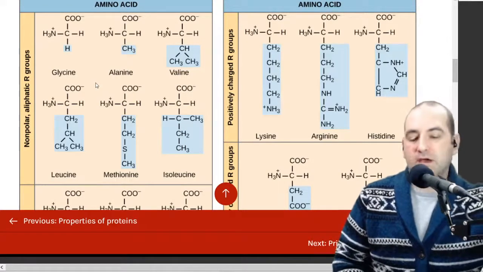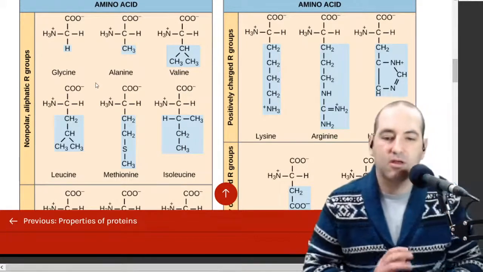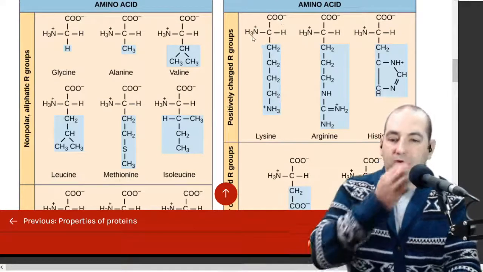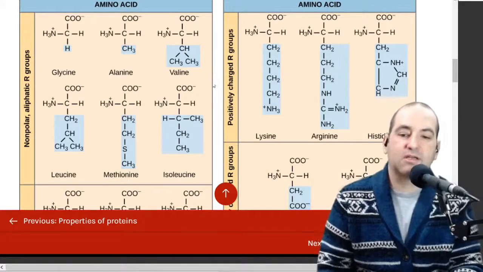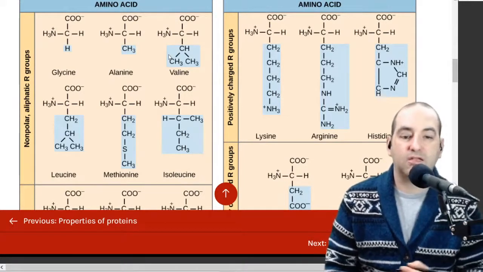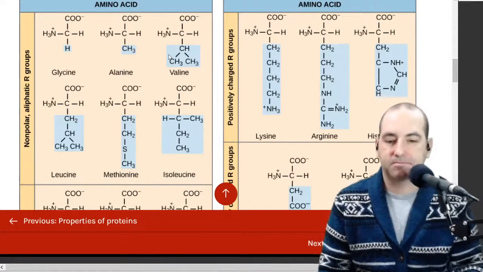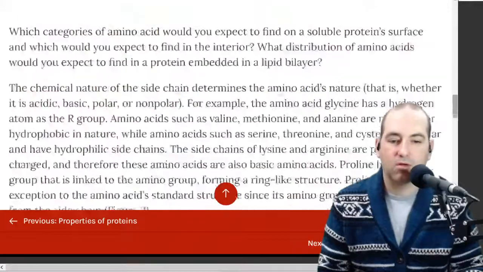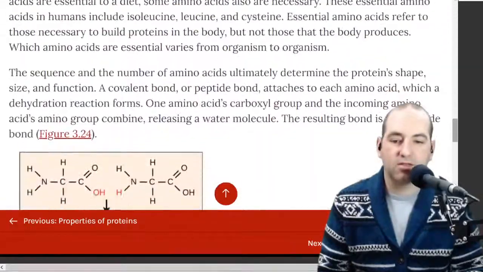Now, at very low pH, acidic conditions, the carboxylate would also be protonated, would also have a hydrogen. And at very high pH and basic conditions, then the ammonium here would be deprotonated and you'd have NH2 and it would be neutral instead. All right, so that is the amino acids.